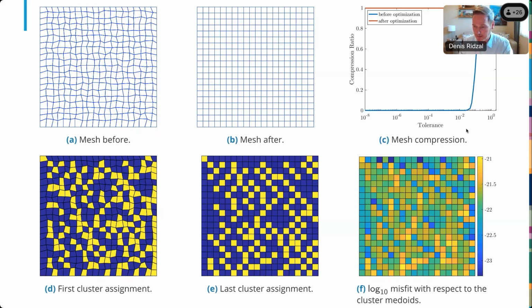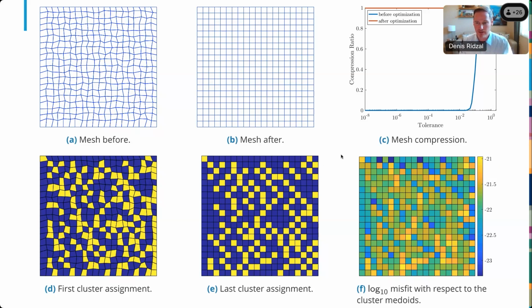Another thing I'd like to point out is the log 10 misfit with respect to the cluster medoids. So this is log 10, so this would be 10 to minus 21, 10 to minus 22, 10 to minus 23. So that is the level of objective function we get. These are individual cell misfits from the medoid. And so very, very small.